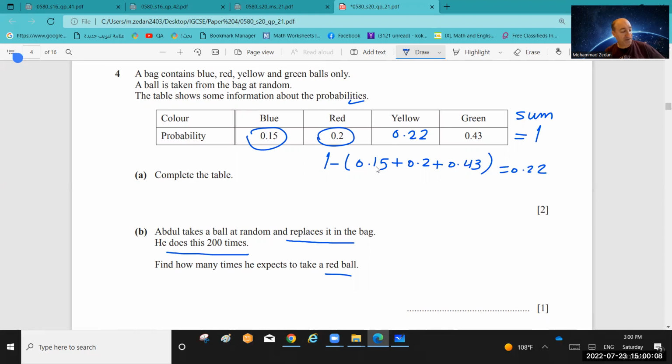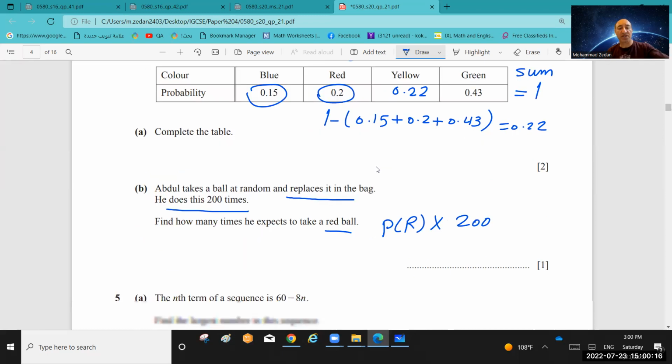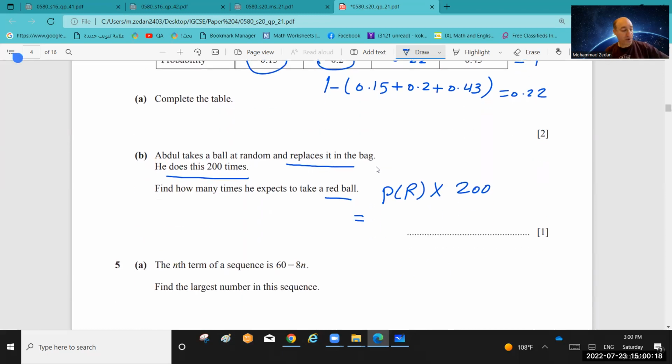The expectation for a red ball is the probability of red times the number of trials, the number of times you do the experiment. So the probability of red is 0.2 multiplied by 200, which gives you 40.